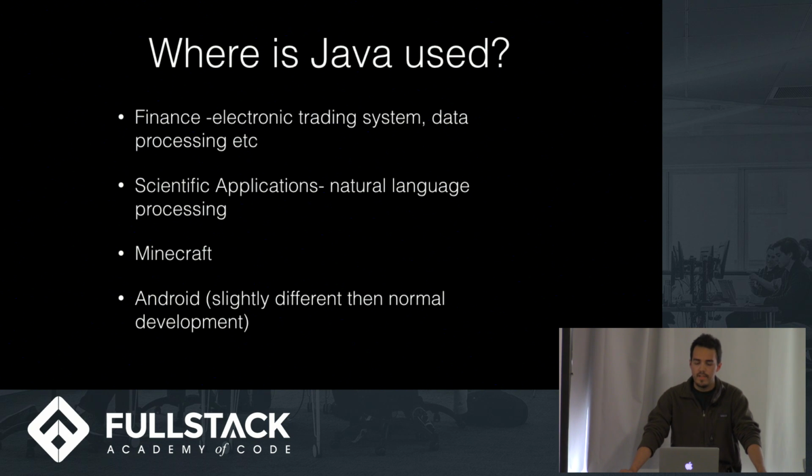So where's Java used? Finance, electronic trading systems, data processing, etc. Scientific applications, like natural language processing. It was used to make Minecraft and video games, and also Android. Now, Android is slightly different because it uses its own development kit compared to the Java development kit, and that's why Oracle is currently suing Google right now, because they're fighting over, oh, you should be using our development kit, but we're not.